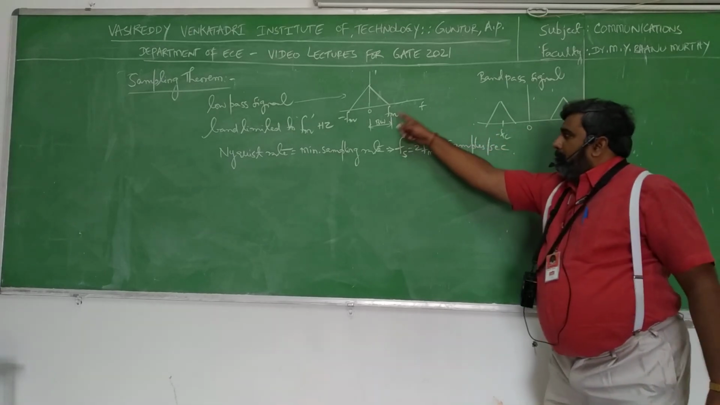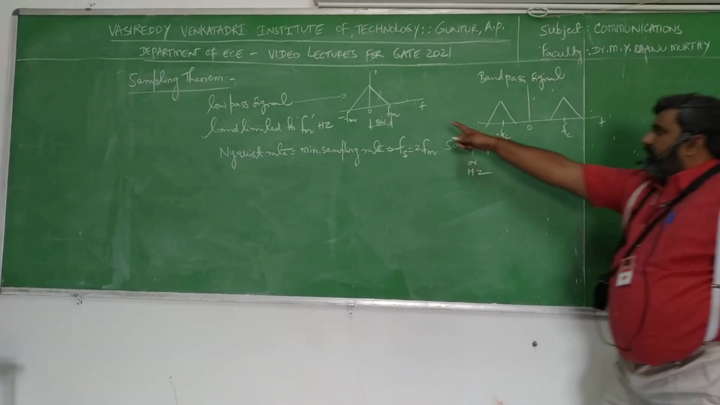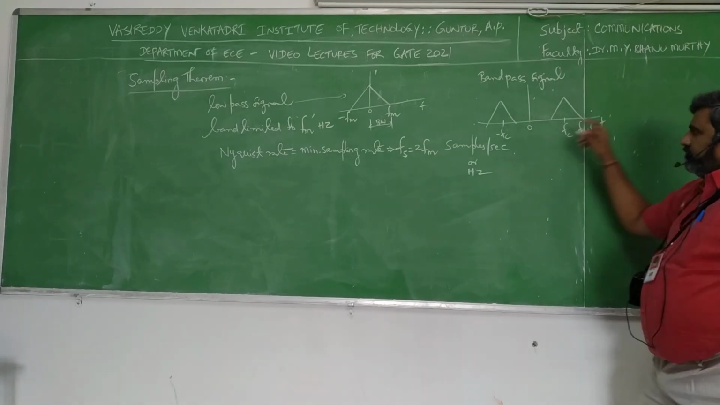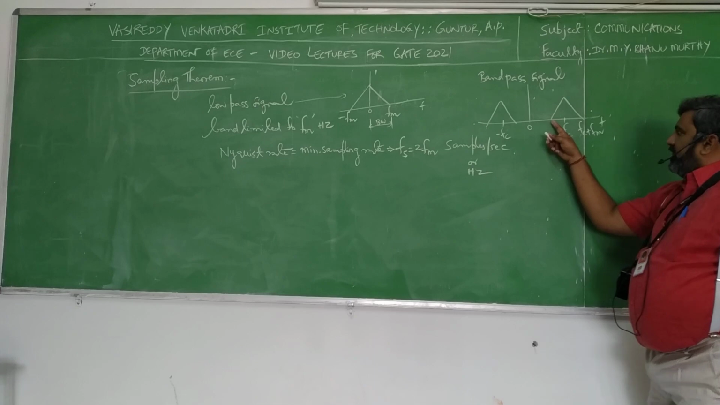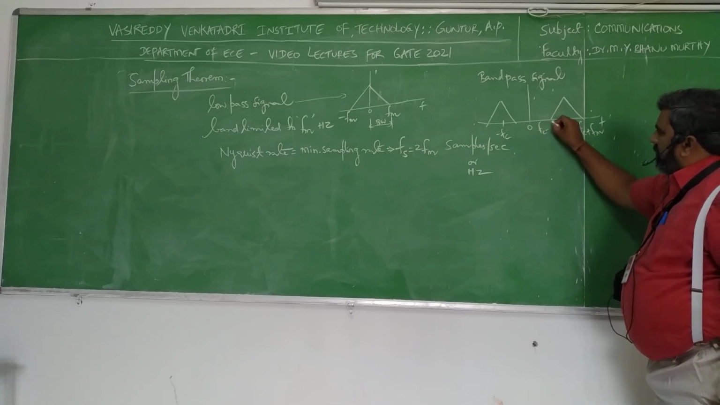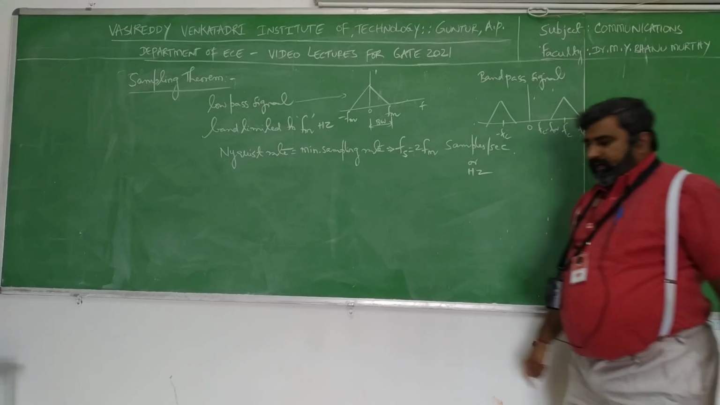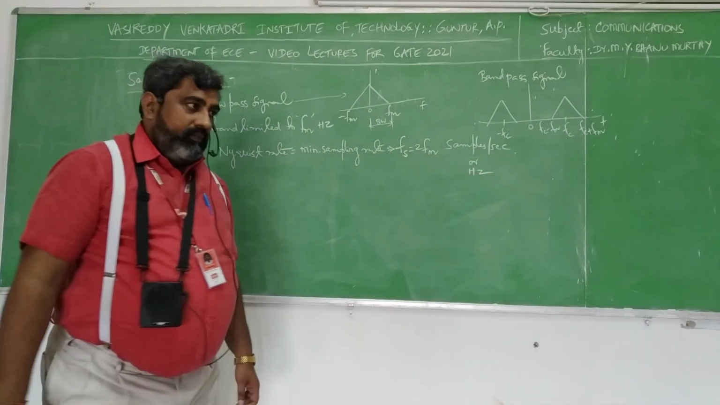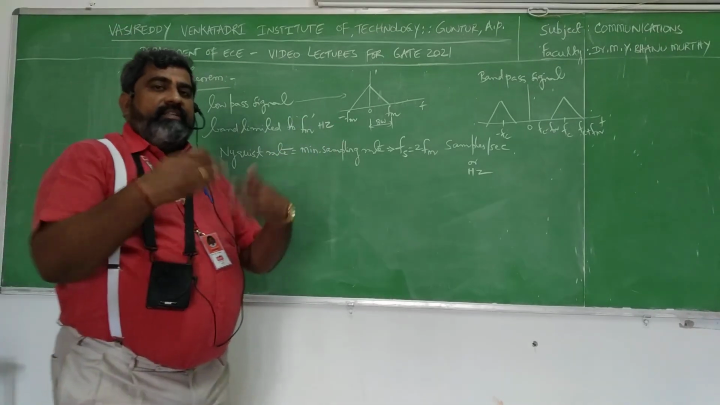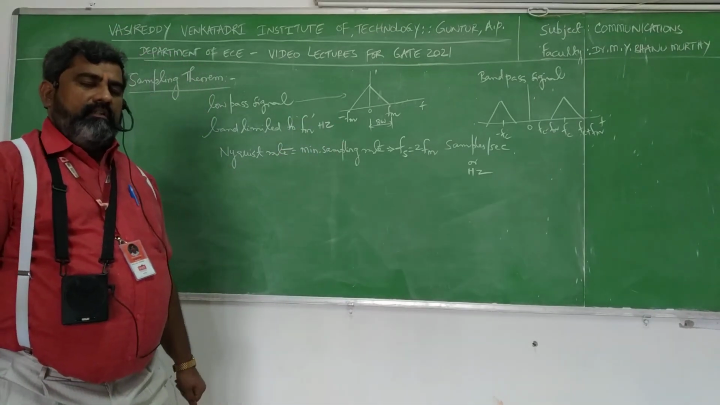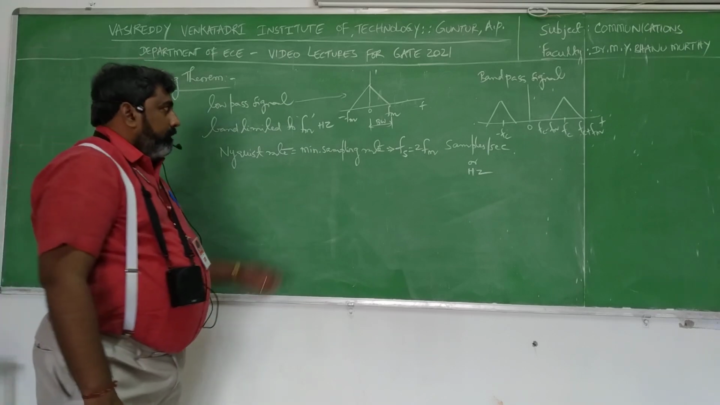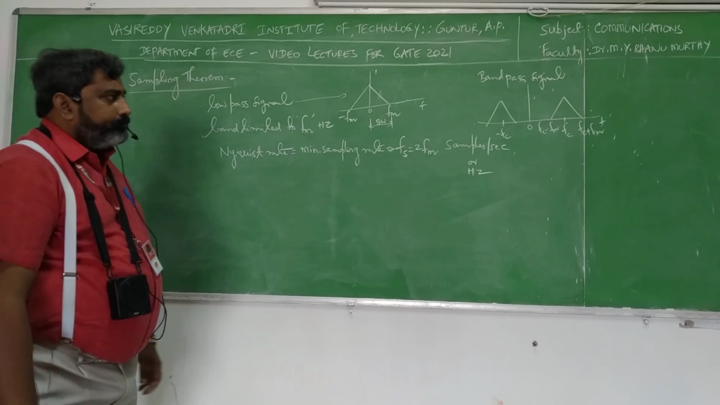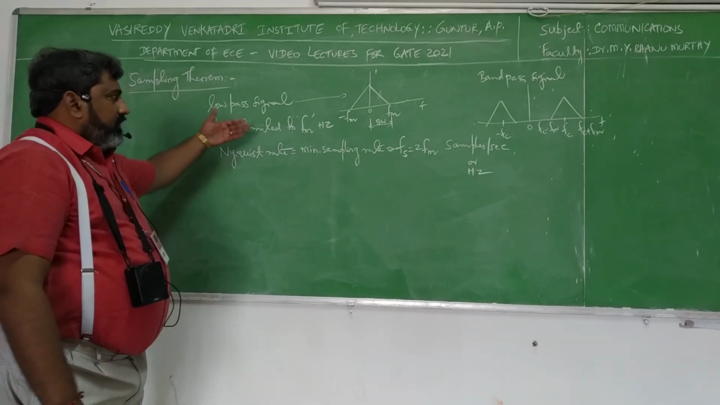Now, this point becomes FC plus FM, and this side, centered at FC, is FC minus FM. It is normally considered that FC is far greater than FM. So, in simple terms, modulated signals are band pass signals. Message signals are all low pass signals. That is our discussion.